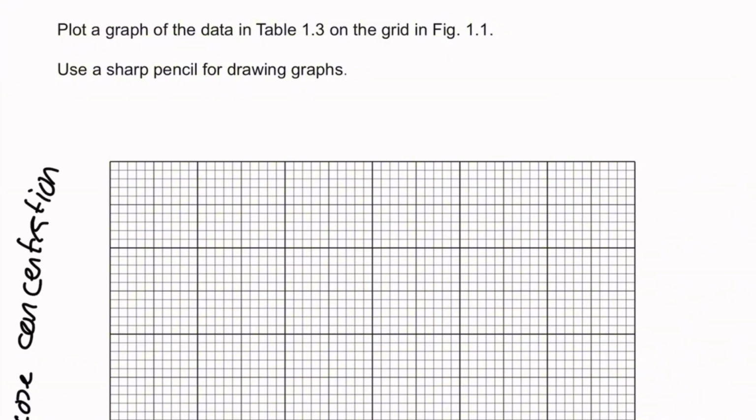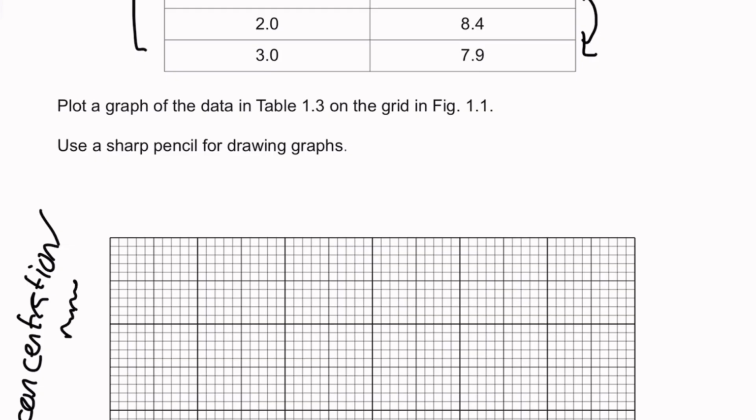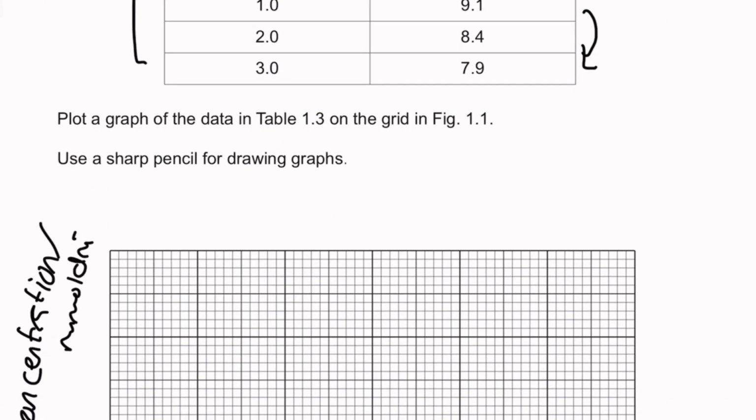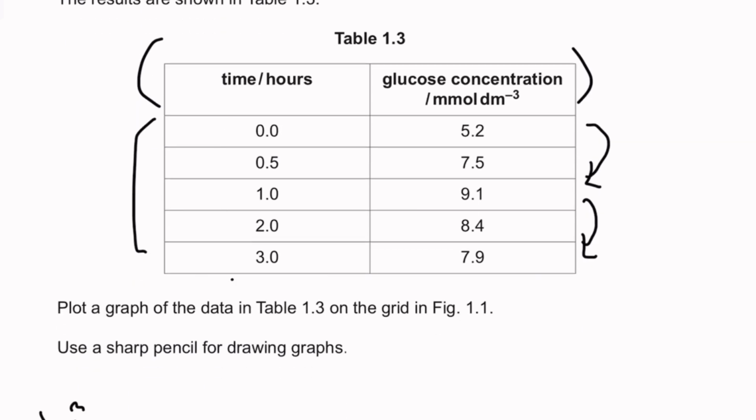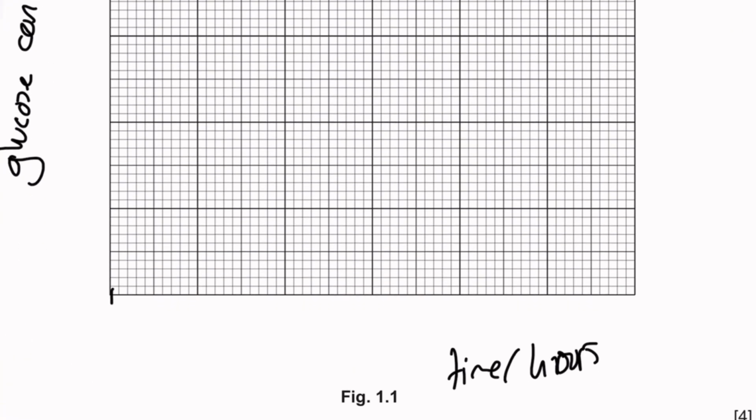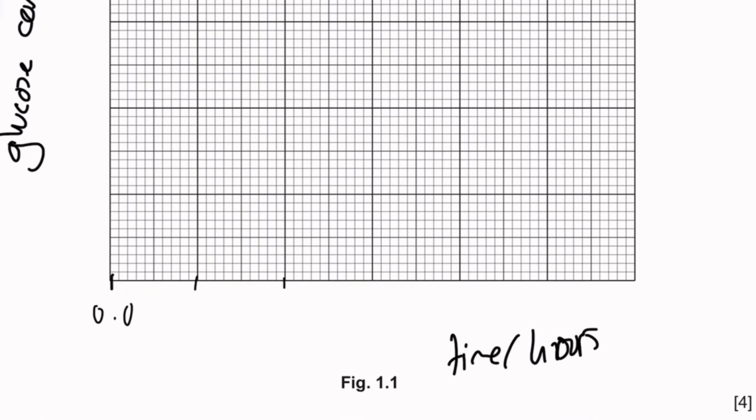We write down the units, never forget your units. So, millimole per decimeter cubed, and then time in hours on the x-axis. And then you go ahead and start accordingly. So for example, here we have 0, 0.5, 1, 2, and 3. Since we have a bunch of blocks, we can go ahead and skip by 0.5. So we have 0, 0.5, 1.0, 1.5, 2.0, 2.5, and 3.0, if I'm not mistaken.